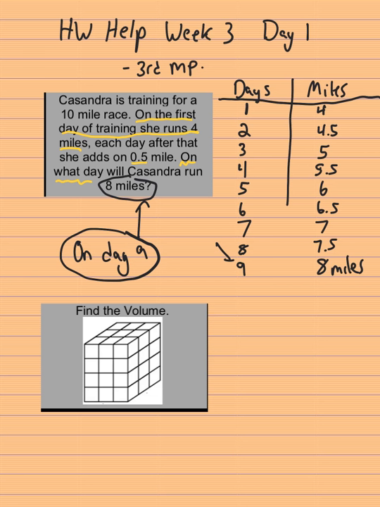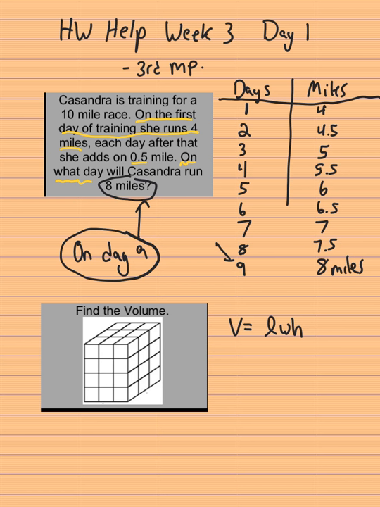Now, let's go down to the bottom problem. It says find the volume. Now, we have a formula for volume of prisms in the inside back cover of your math book, but we'll go through it here. And first thing we would do is, since it wants the volume of a rectangular prism, we're going to write the formula. Volume equals length times width times height.